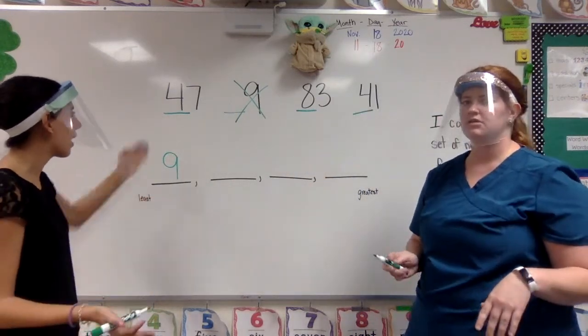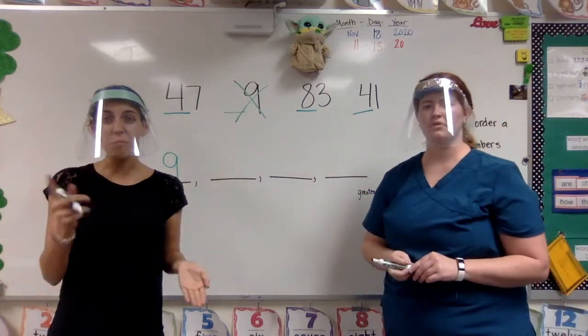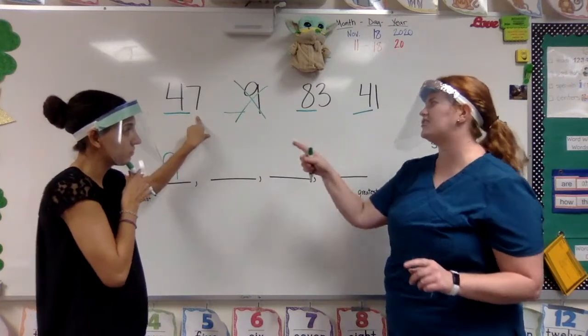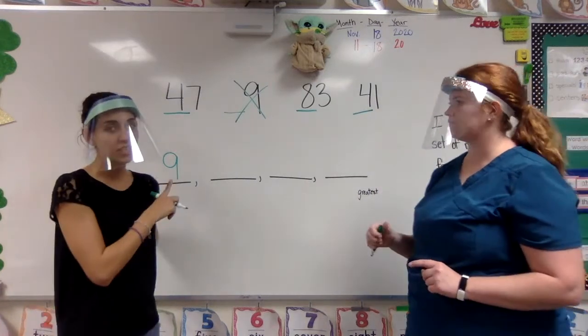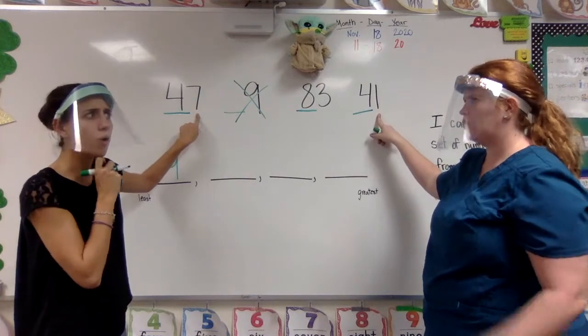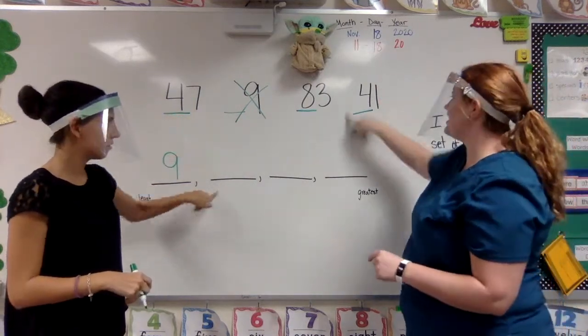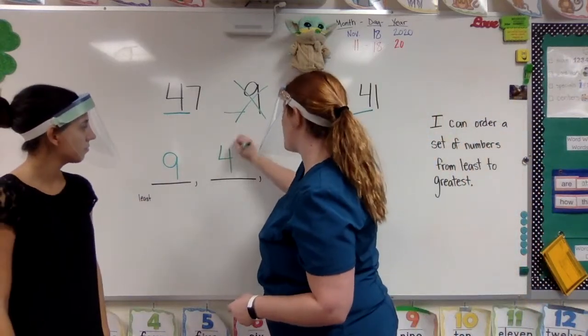Well, Miss Lime, I know that we compared the tens place, but there's still one more place. The ones place. Okay, how many ones do you have in your number? So I have 7 ones. Okay, I have 1 one. Oh, well, 1 one is less than 7. Oh, so I need to put this number first. So I'm going to put 41.